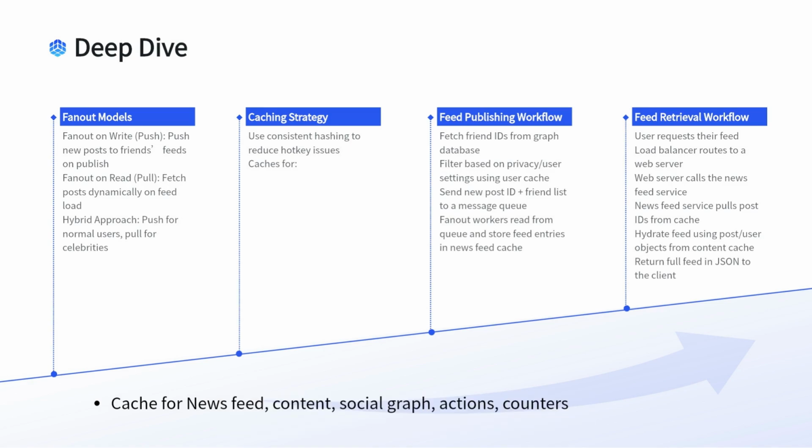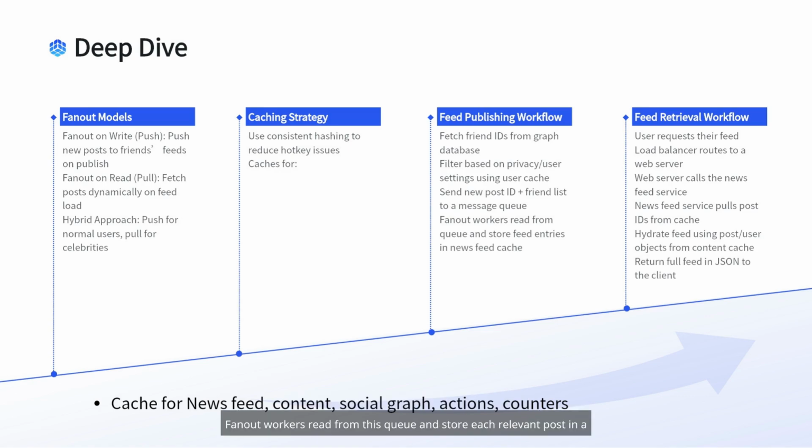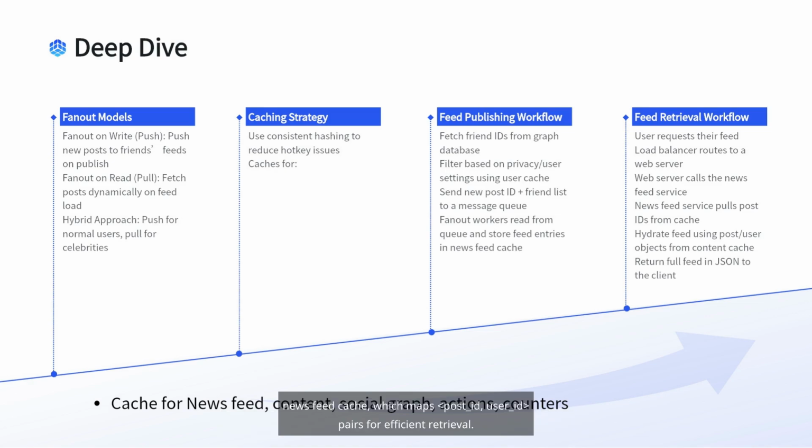Feed publishing workflow. When a user publishes a post, the system first fetches their friend list from a graph database. Then it filters the list based on user privacy settings and fetches additional info from the user cache. The filtered friend list and the new post ID are then sent to a message queue. Fan-out workers read from this queue and store each relevant post in a newsfeed cache, which maps post ID, user ID pairs for efficient retrieval.